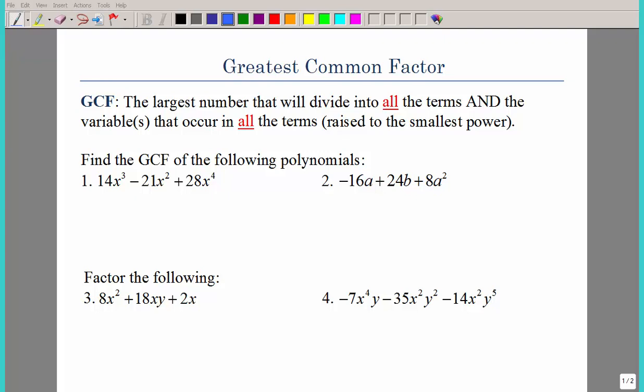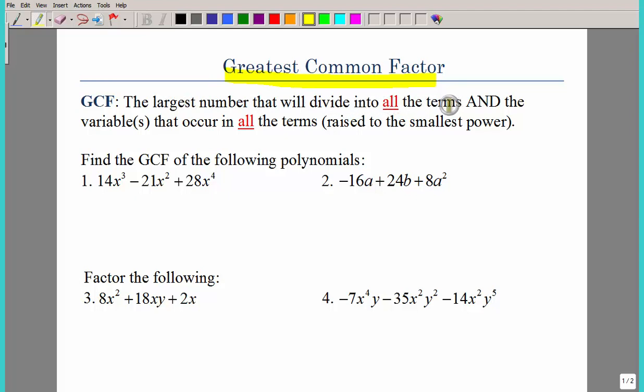We're going to start factoring polynomials. And of course, as you have learned in previous math classes, you should always look for what we call the greatest common factor, or we should refer to it possibly as the GCF. What is that GCF?